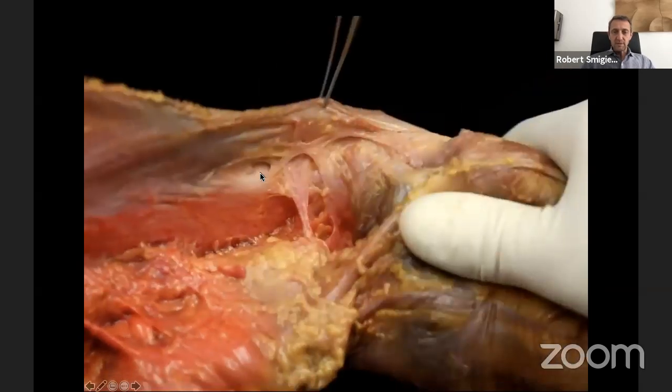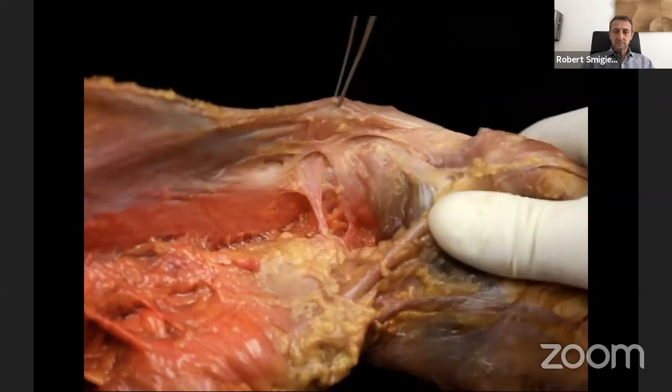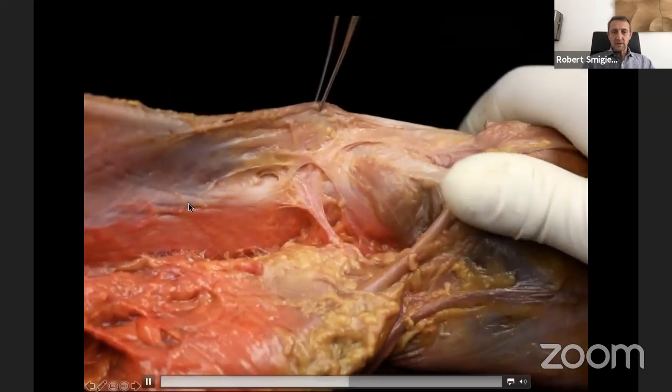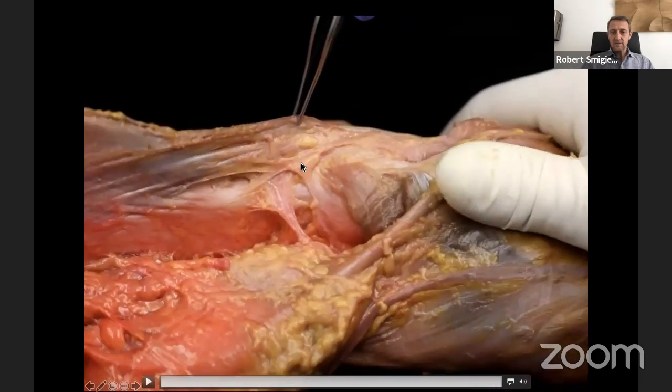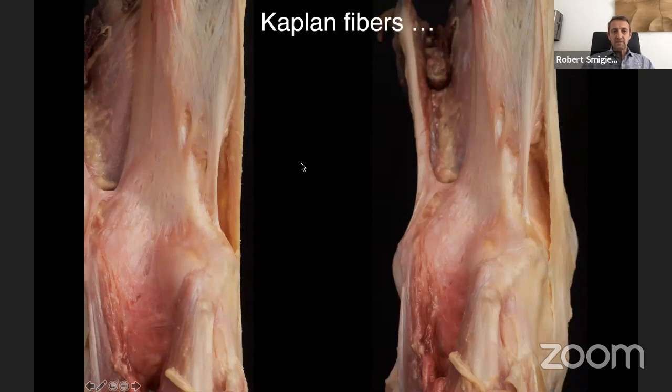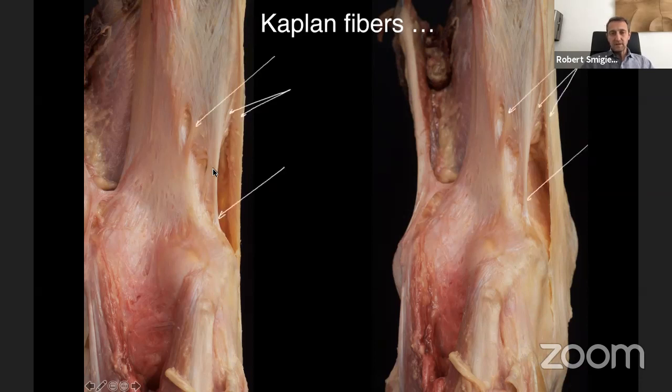Then look at this movie, please. You can see how it looks. When I try to make the rotation, these fibers are tight. And then we go to the Kaplan fibers. The Kaplan fibers have a very specific role. They anchor the IT band to the femur, and they make some arches. Under the arches, the vessels and the nerves go through from the posterior to the anterior part. The Kaplan fibers are these structures.